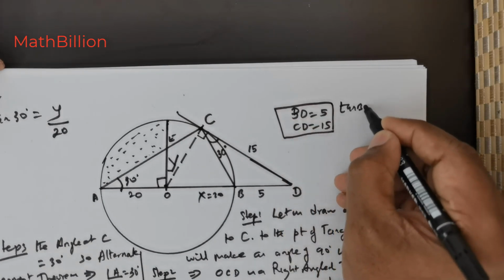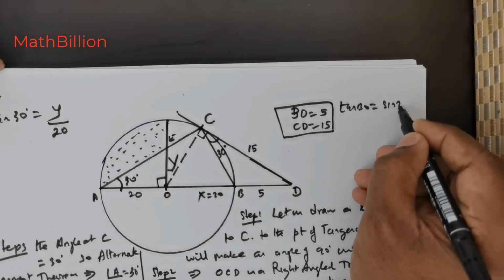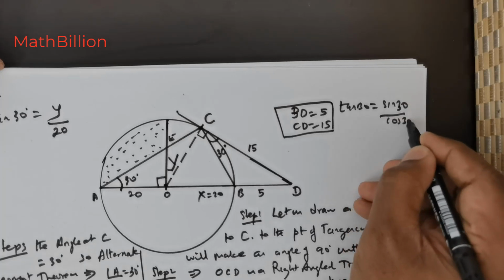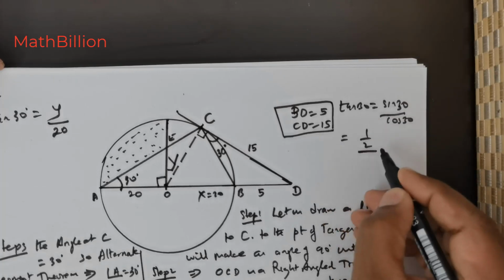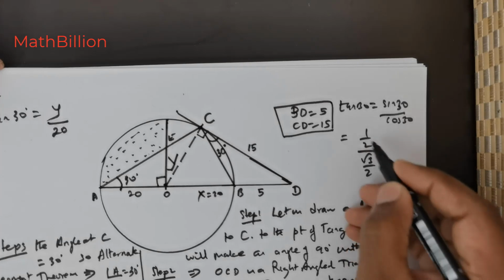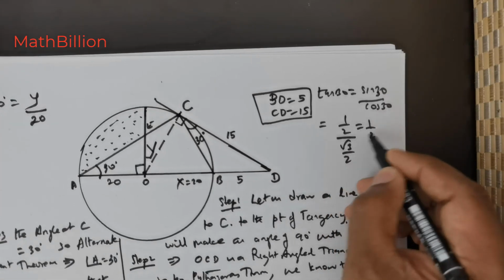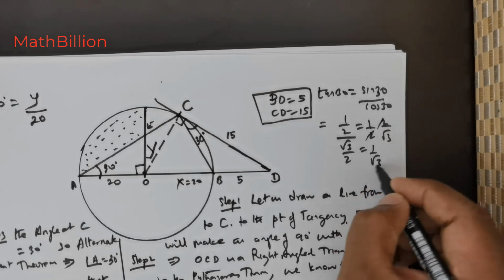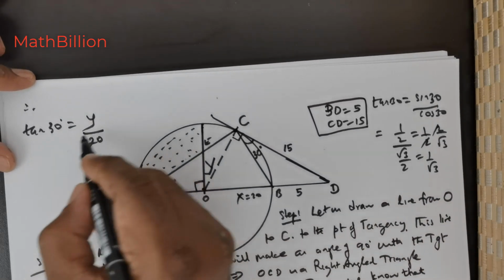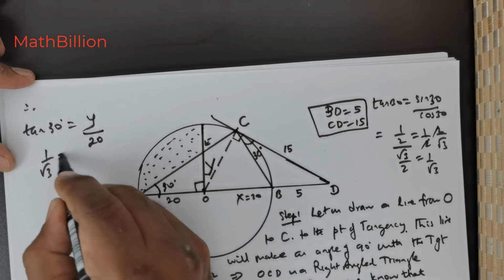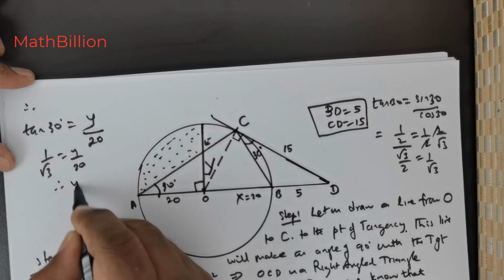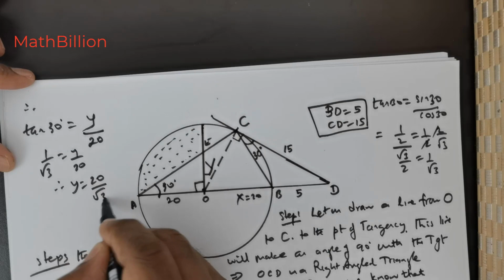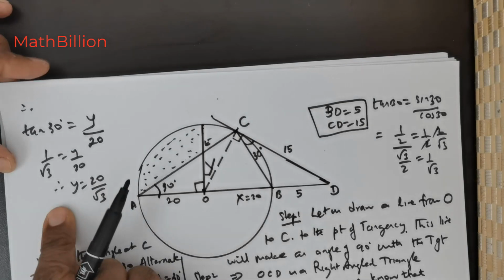Now tan 30 is sine 30 by cos 30. Sine 30 is 1 over 2, cos 30 is root 3 over 2. So this is 1 over 2, you flip root 3 over 2, you get 2 over root 3. The 2 gets cancelled, you get 1 over root 3. So 1 over root 3 is equal to y over 20. Therefore y is equal to 20 divided by root 3. So that is the value of y.